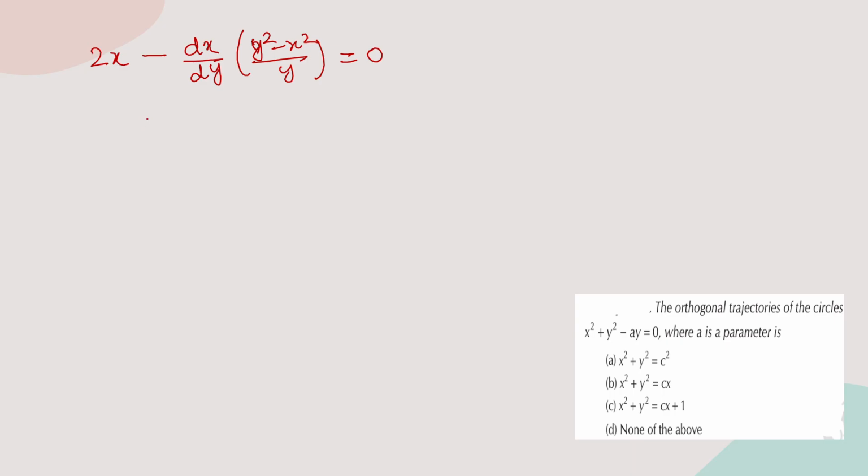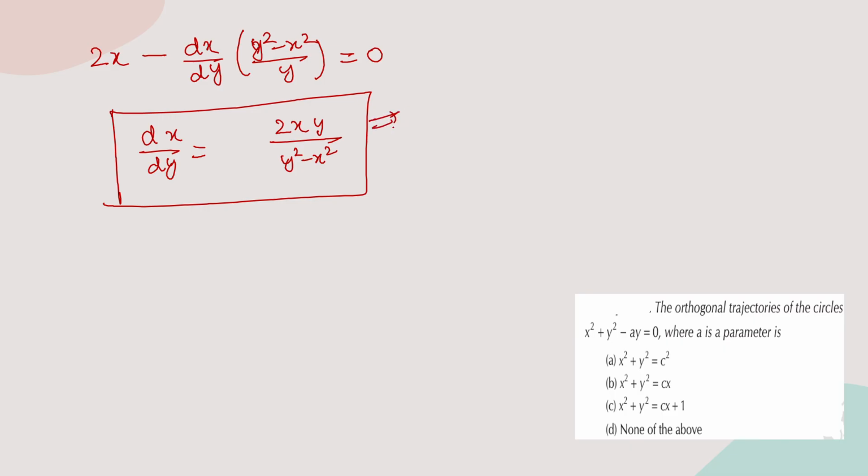Okay, let's write this in the other format. If I write this dx by dy value equated, we will be getting 2xy upon y square minus x square. So can you see that we don't need to solve by linear differential equation? It is the simple homogeneous form, and then we have to just put the value of y as vx.